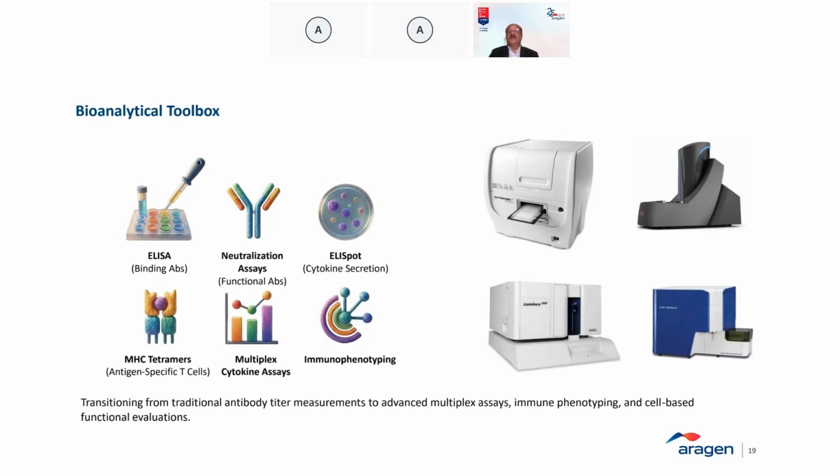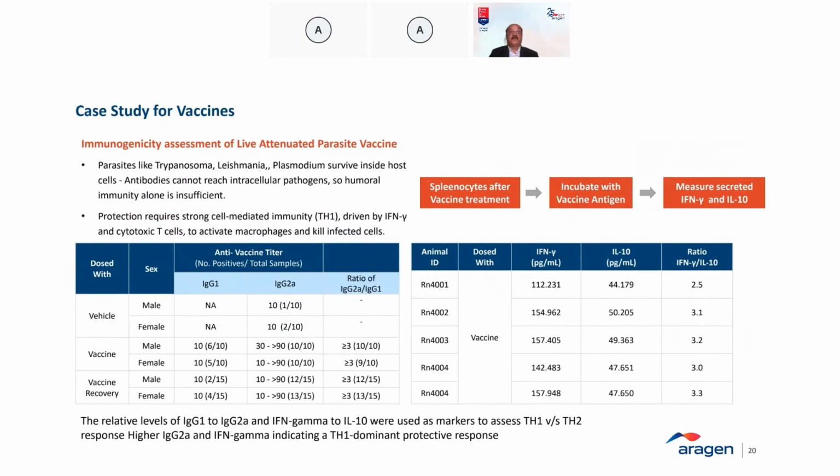The platforms that we use are these Cytation systems, which can do as a multiplate reader as well as it is also an ELISpot reader. MSD is the most sensitive system and that is used for multiplexing assays. Luminex platform also helps us in multiplexing for doing vaccine immunogenicity, and FACS is used for the cell-based analysis. I'm going to share a case study of vaccines just to show you the intricacies of evaluating immunogenicity against vaccines.